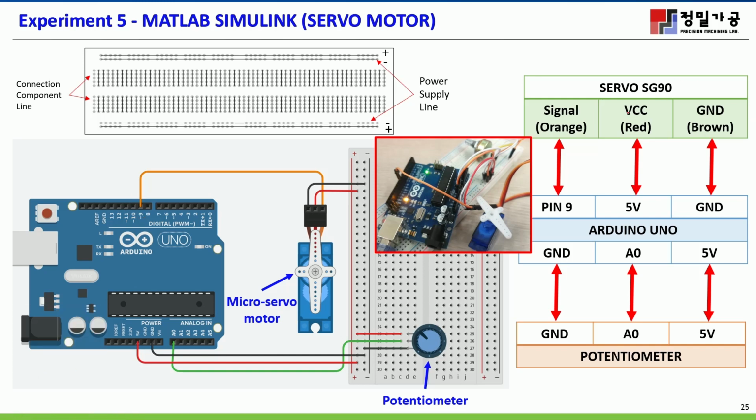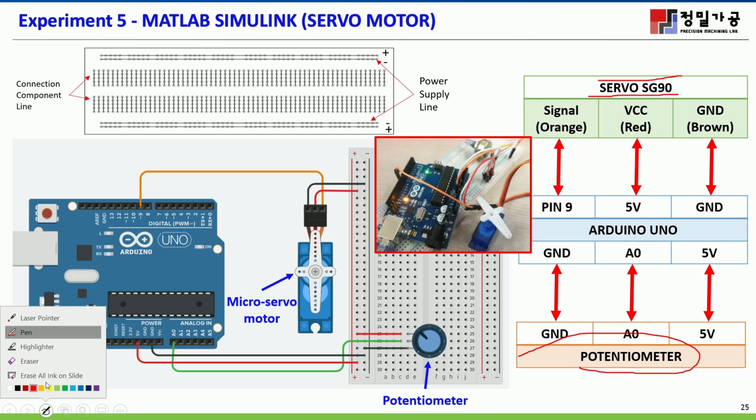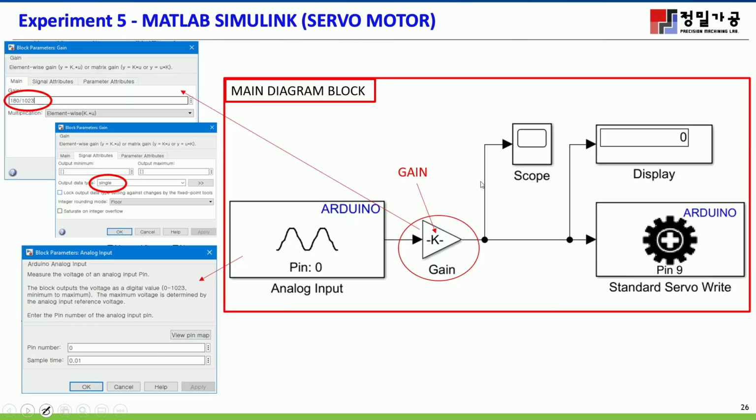Okay, this one is a servo SG90 series, and orange to pin 9, VCC to 5 volts, ground to ground. Okay, Arduino Uno. For analog 0 is potentiometer. Okay, so let's go to MATLAB Simulink for the servo motor.